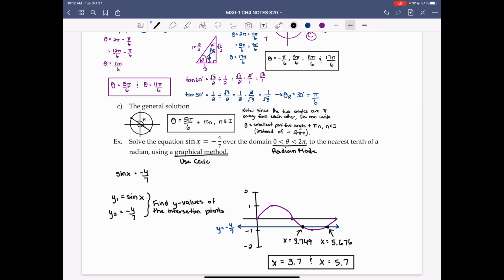And let's just make a note here on what we had our window settings for this graph. The x-min was the low end of the domain, which was 0. The x-max was the high end of the domain, which was 2 pi. The x-scale, we went up by pi/6. Then the y-min was -2, the y-max was 2, and the y-scale was 1.